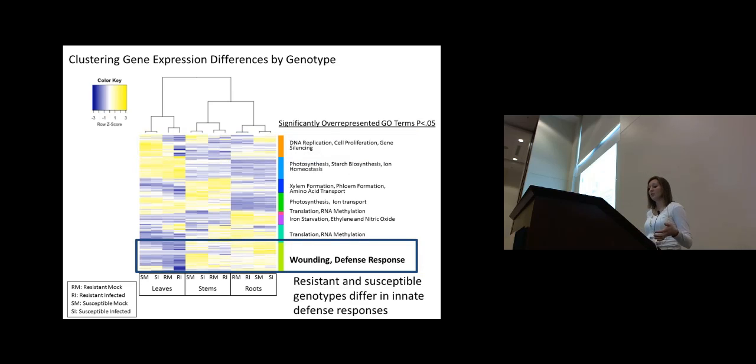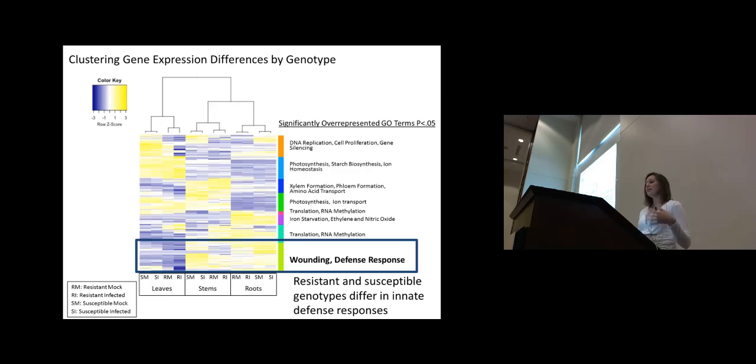The biggest cluster that we see is related to wounding and defense response. And every resistant plant in this category is expressed differently. The resistant leaves are expressed stronger than the susceptible leaves. The resistant stems and roots are expressed in blue, where the susceptibles are expressed in yellow. So genes relating to wounding and defense response are either expressed more strongly than the susceptibles or in the opposite direction as the susceptible plants are.